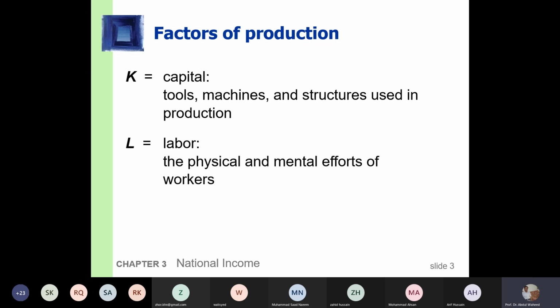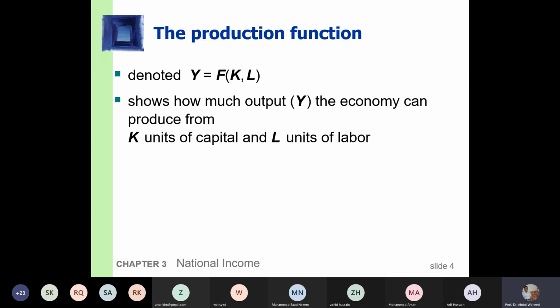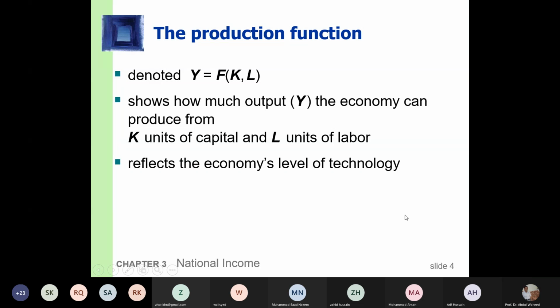So this means capital and labor are used to produce output through the production function. When we say production function, this means output is a function of capital and labor. Y is output, a function of capital and labor. So capital input and labor input will determine the output, and there is some technology. This shows how much output Y the economy can produce from K units of capital and L units of labor. So this is the production function in general form, and it reflects the economy's level of technology.